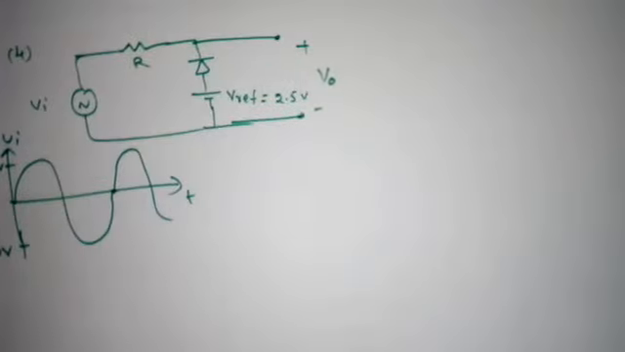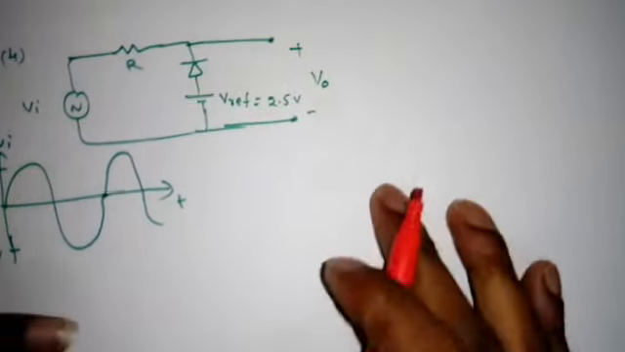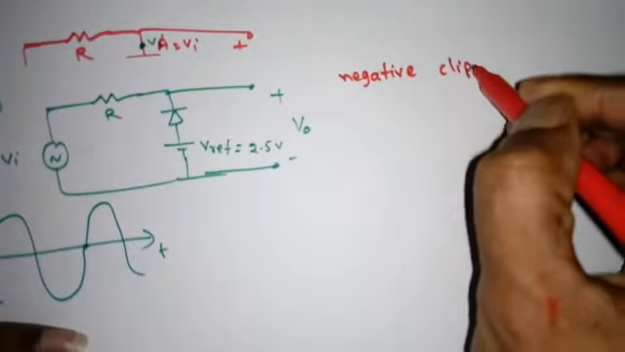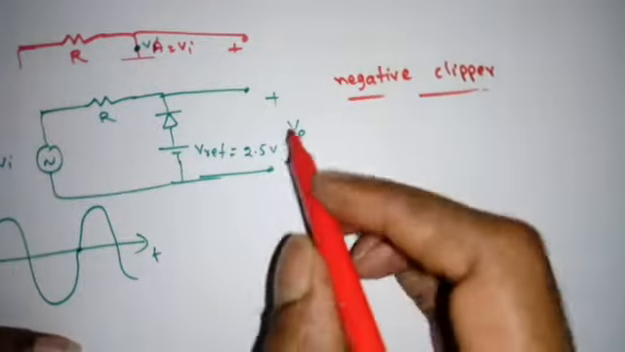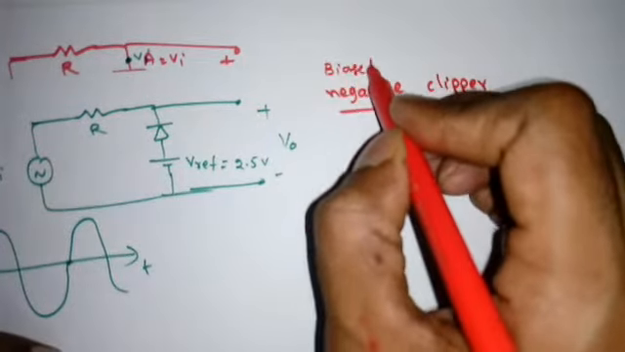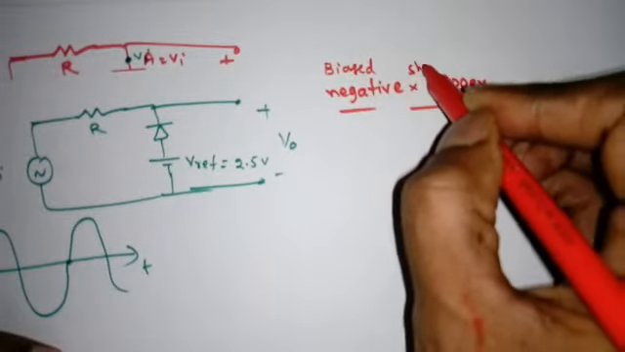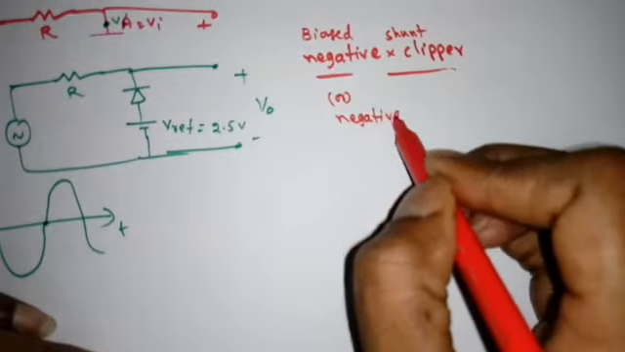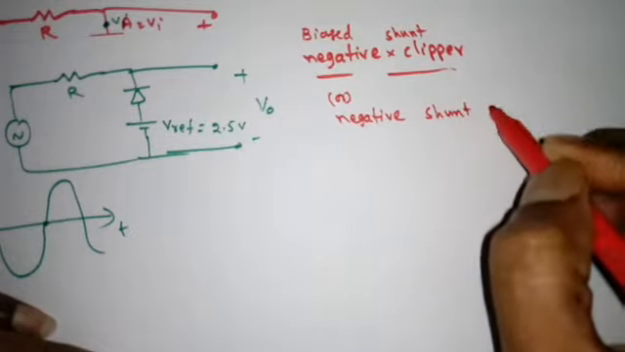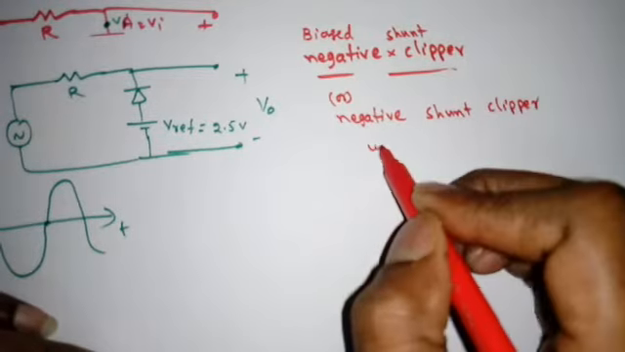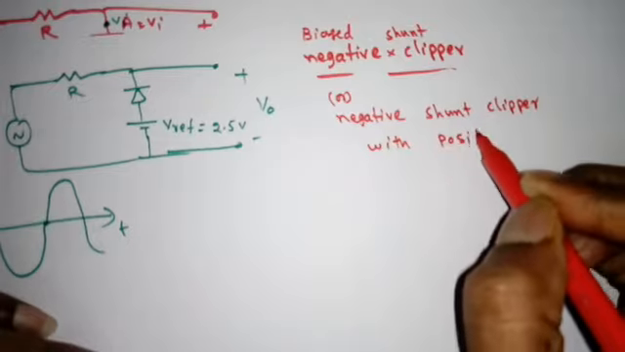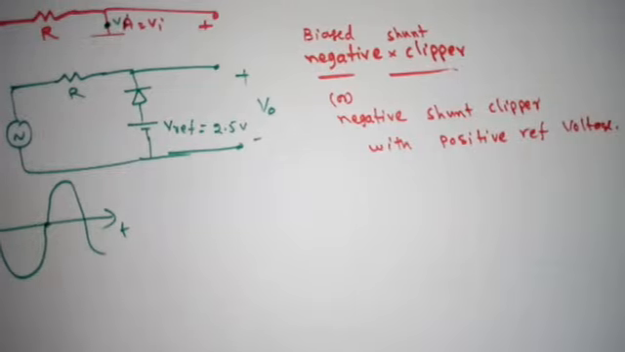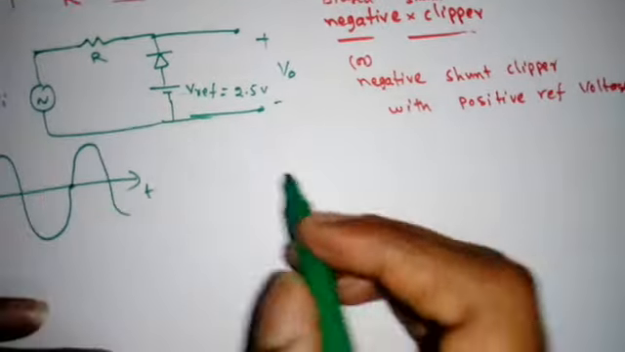So this is, I am giving the name first, that it will do the negative clipping. So negative clipper, right? And it is biased, so biased negative clipper or negative shunt clipper, or we can say negative shunt clipper with positive reference voltage. This is also we can give the name. Okay, now how to perform the analysis?